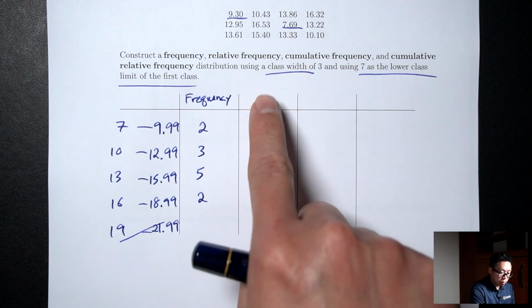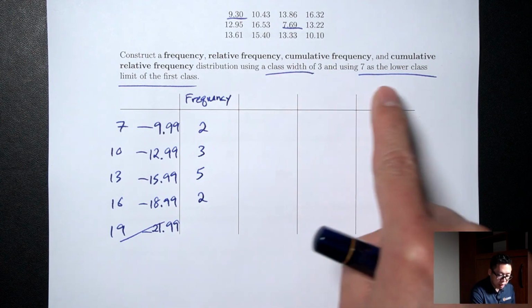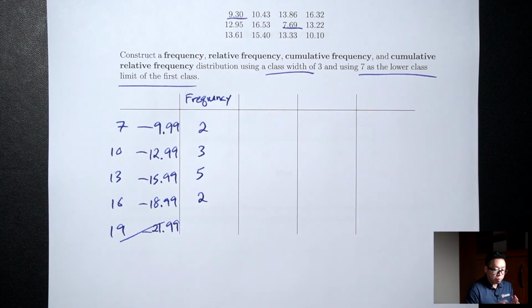And then we're going to find relative frequency, cumulative frequency, and cumulative relative frequency. And the way you do it is exactly the same as on the first couple pages that we talked about at the beginning of the lecture. So I won't do it here.